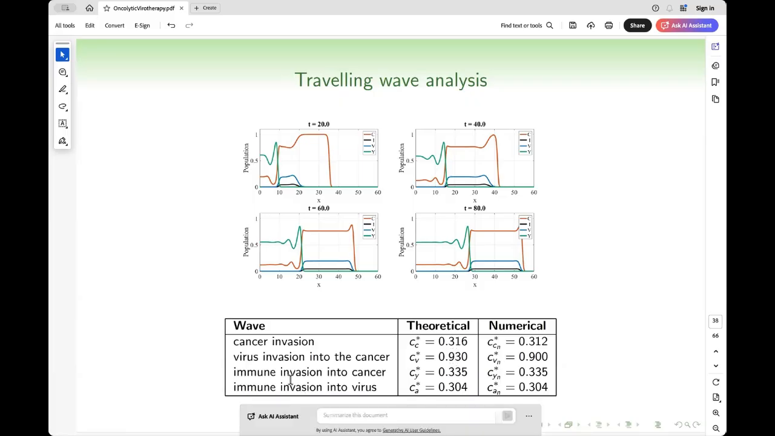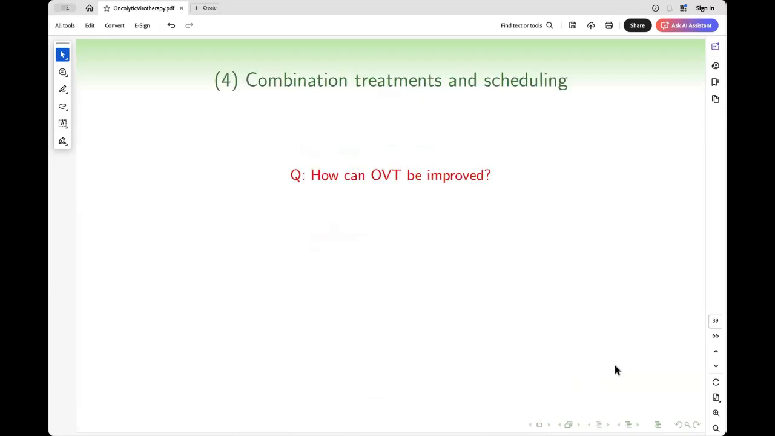And then there's a fourth wave, which we do not see here, but which can be constructed as well, where the immune system invades into the virus, which is 0.304. Actually, no. Immune into virus is the one we see here. Immune into cancer is the one we are not seeing in these simulations. Okay. So yeah.